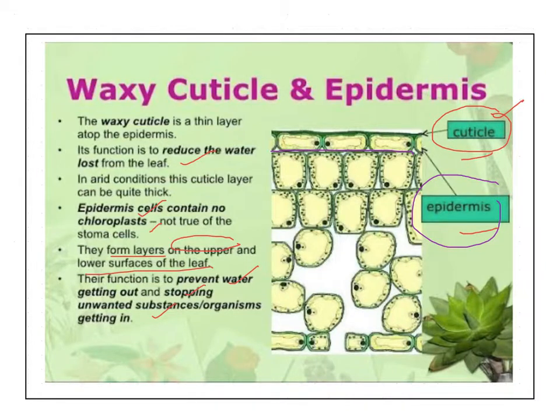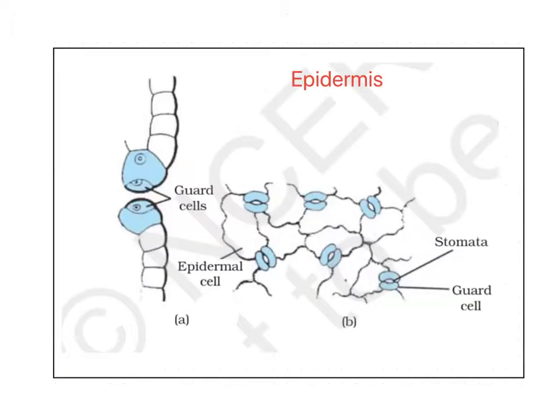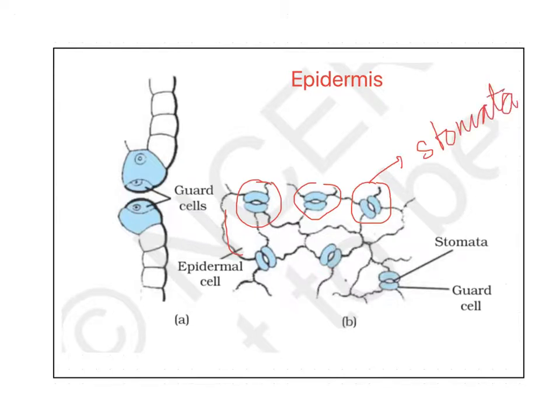Clear, everyone? Let's look at the photograph. You see, these are all your epidermis cells. Now, in between the epidermal cells, there are small cells present. Can you see the bean-shaped cells? These bean-shaped cells are called stomata. These are small, minute cells present on the surface of the leaf. You can see these small structures, like this. So this is called the stomata.